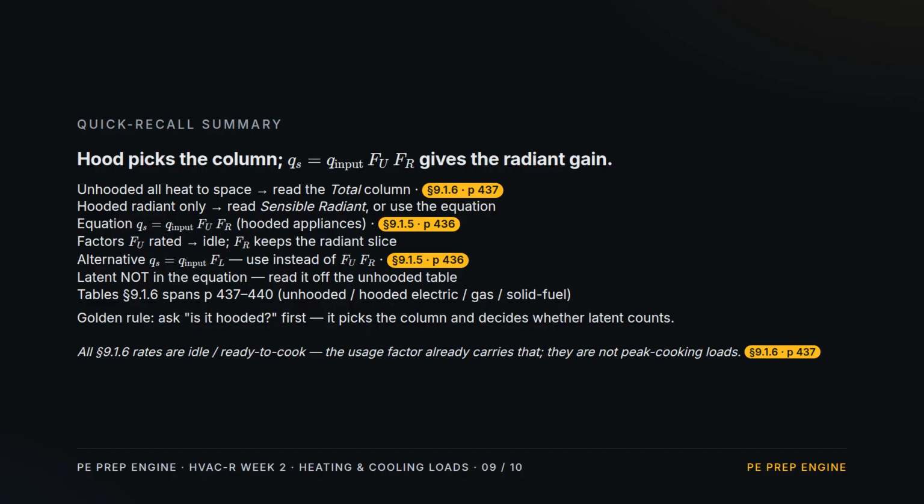Quick recall. The hood picks the column, unhooded read the total, hooded read the radiant. The generic equation, input times usage times radiation, gives that hooded radiant gain, with an FL form as an alternative. Latent isn't in the equation. Read it off the unhooded table. The tables run 4 pages by fuel and hood. Golden rule, ask whether it's hooded first. It sets the column and whether latent even counts.